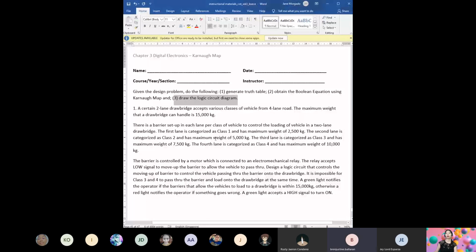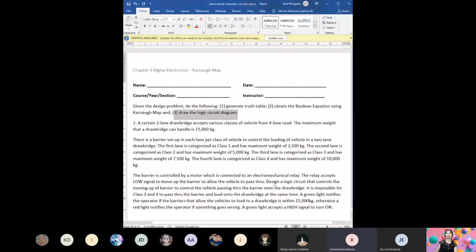Ma'am, kami na bahala kung min terms o max terms gagamitin? Of course. Nasa inyo yan. Kailangan marunong kayo mag-interpret ng problem. May mga ano yan, no? The bar is controlled by a motor which is connected to an electromechanical relay. The relay accepts low signal. Kaya kailangan na talagang i-analyze to.